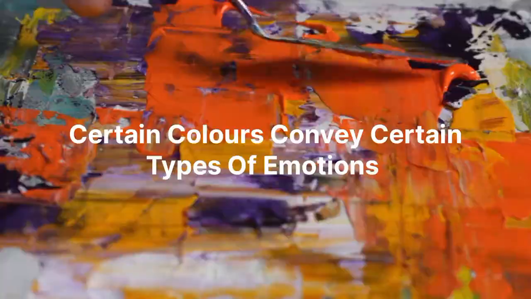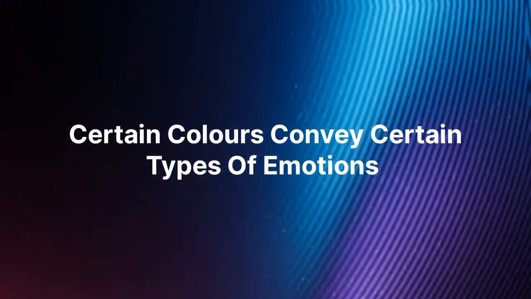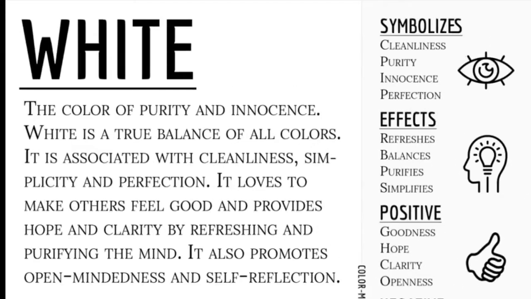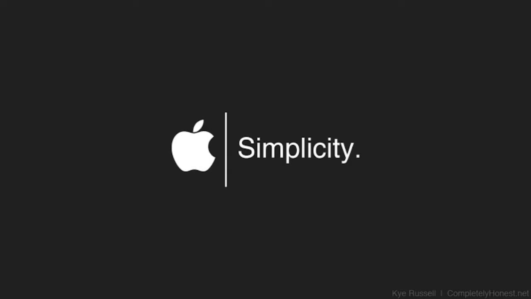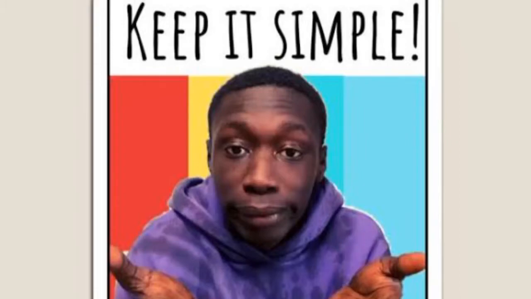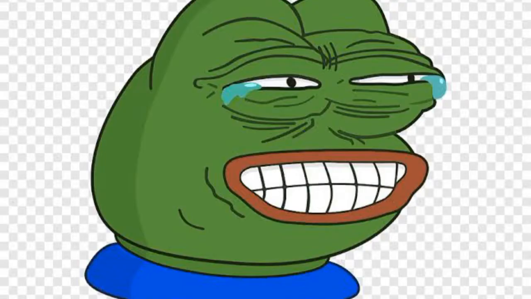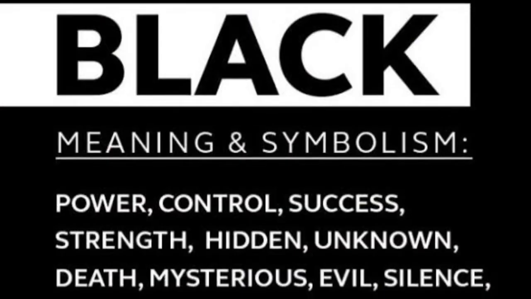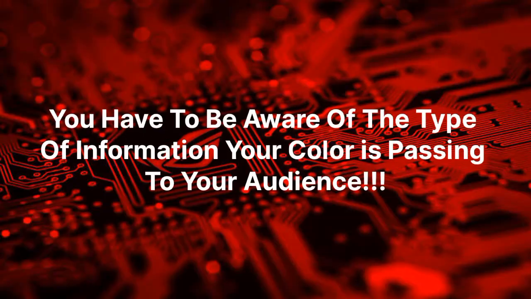So picking colors, you have to start with knowing that there are certain colors that convey certain types of emotions. We all know that red conveys love and also danger, white conveys simplicity, and that's why Apple does use it as part of their brand colors, that they are being simple, obviously. You all know gold conveys luxury and also black conveys luxury and other stuff. Now, picking colors, you have to know that all these colors convey certain types of emotion.